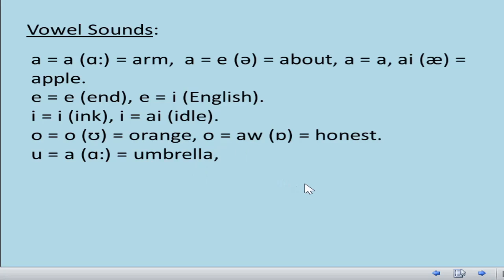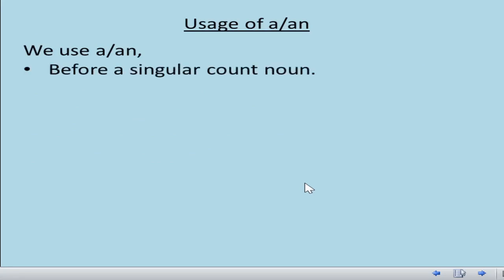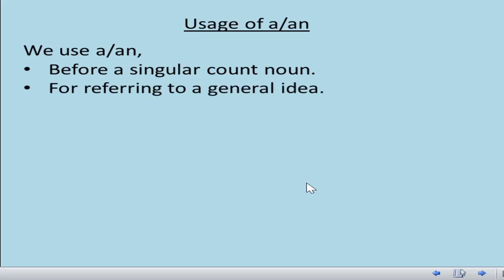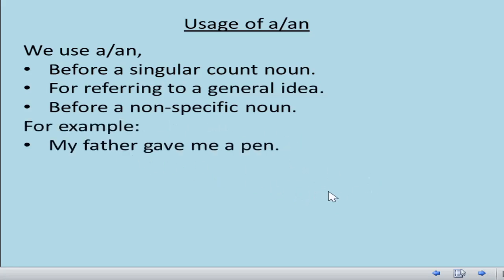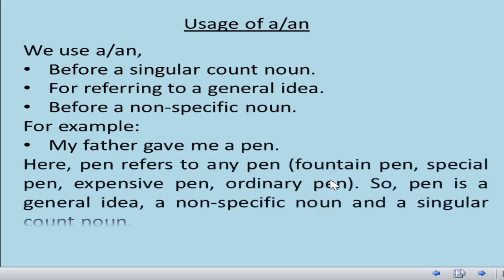So we need to know the vowel sounds as well as consonant sounds to use a or an properly. Usage of a or an. We use a or an before a singular count noun for referring to a general idea, or before a non-specific noun. For example, my father gave me a pen. Here pen refers to any pen.